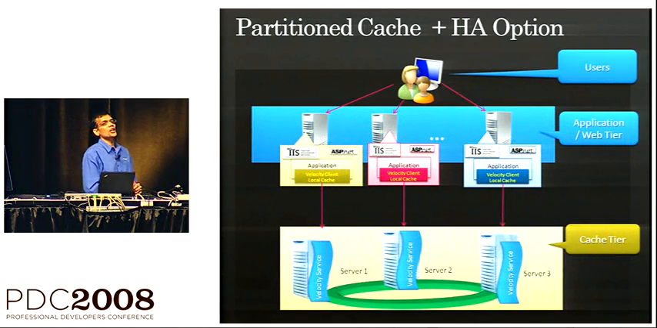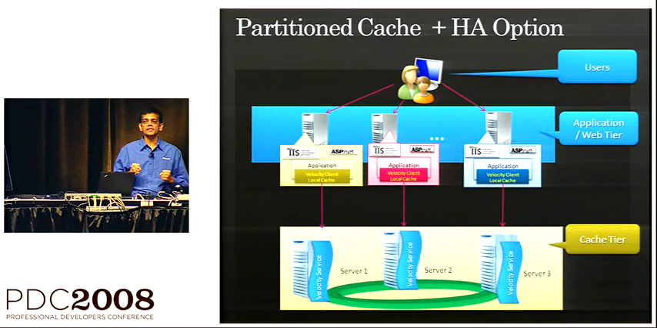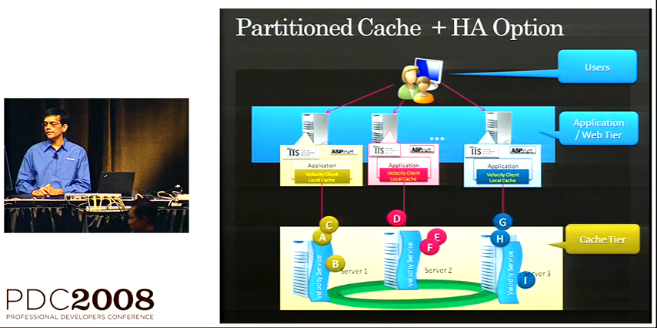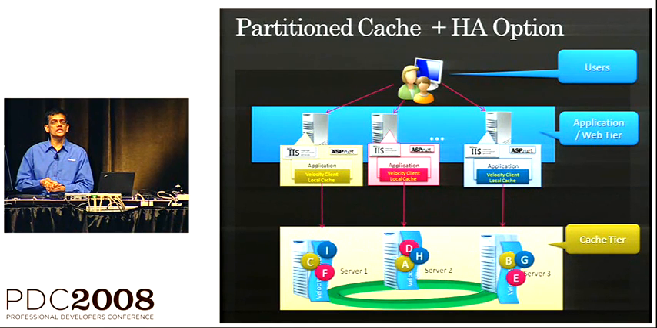So, partition with HA option. What have we added to the partition cache? I said the keys are partitioned across the cache, and the keys go like this. And what happens if machines go down? That's why we've introduced availability.